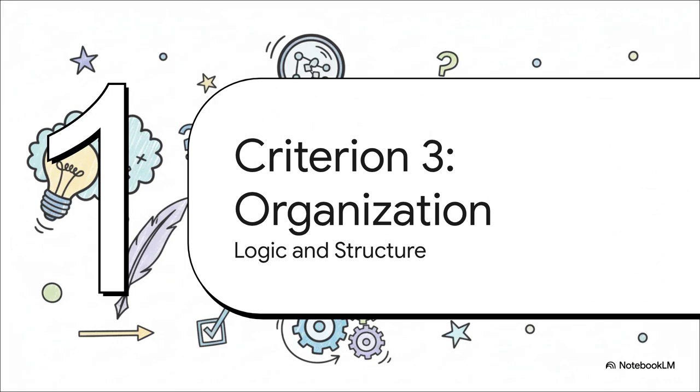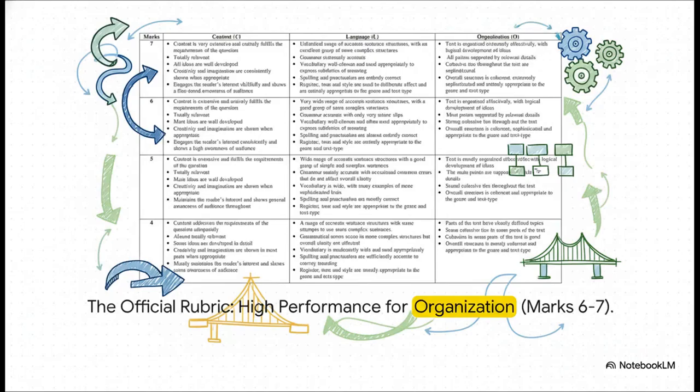And that brings us to our third and final pillar, organization. You can think of this as the architecture of the writing. You can have fantastic ideas and sophisticated language, but if it's all a jumbled mess, the message just falls apart. The rubric for organization rewards writing that is extremely effectively organized, with logical developments of ideas. The key phrases here are sophisticated cohesive ties and a structure that is entirely appropriate to the genre. Basically, it needs to flow seamlessly from start to finish.